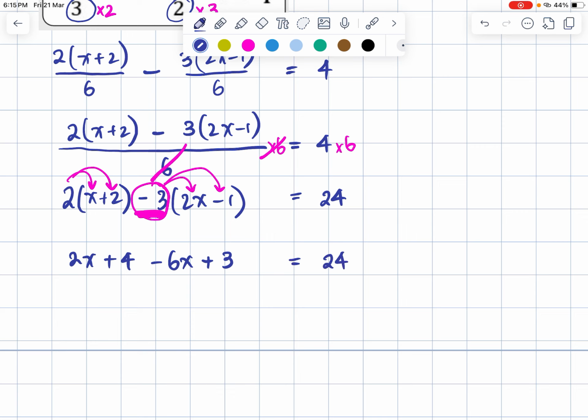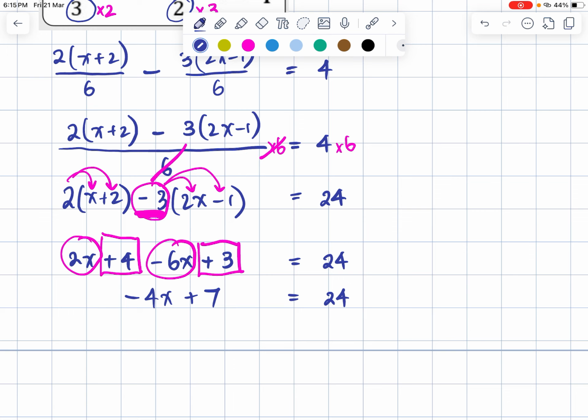And we don't have to do anything to the right hand side. Now we're going to collect our like terms. My like terms are the 2x and the -6x, and the +4 and the +3. 2x take away 6x is -4x, and 4 plus 3 is 7. And on my right hand side, I've got 24. So we manage the fractions, we expand the brackets, we collect our like terms.